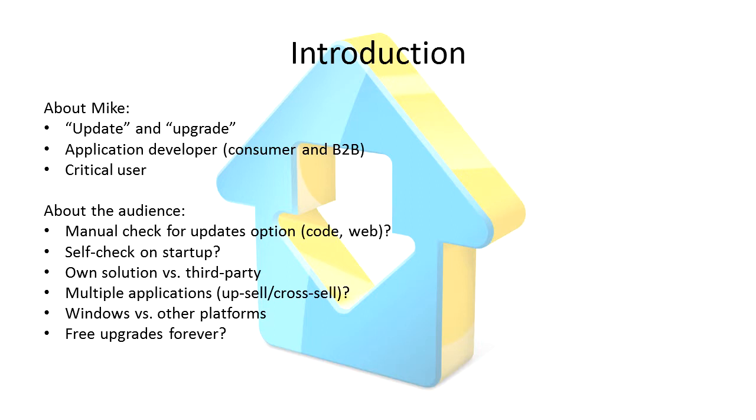How many of you have a check for updates which the user can invoke in your application, for example? Looks like about half. Something in the application to check for updates. And a self-check on startup, something like once a day, once a week. Again, a bit less. Do you have your own solution? Who has a third-party solution, like a DLL or something for check for updates? A couple.